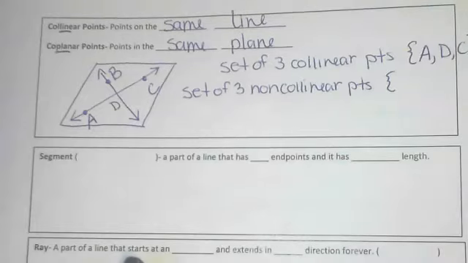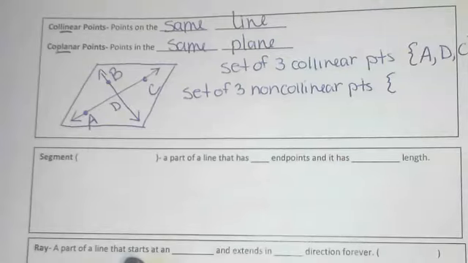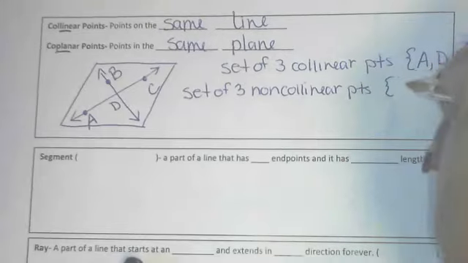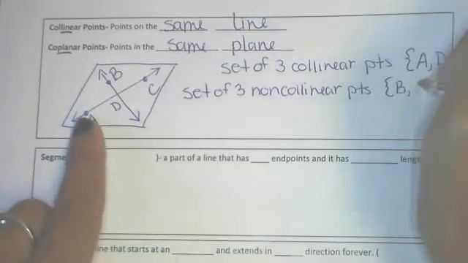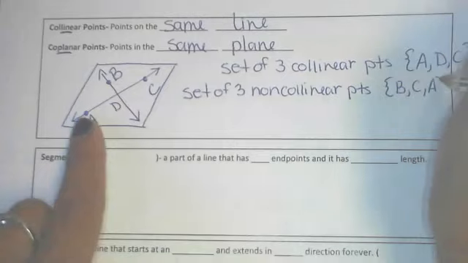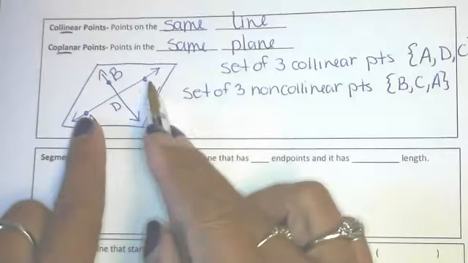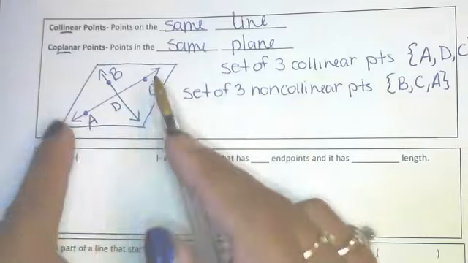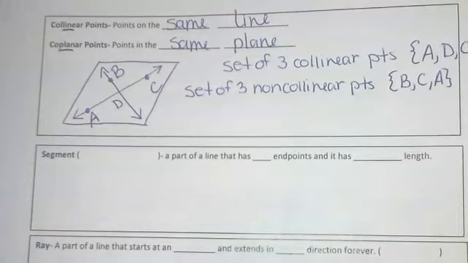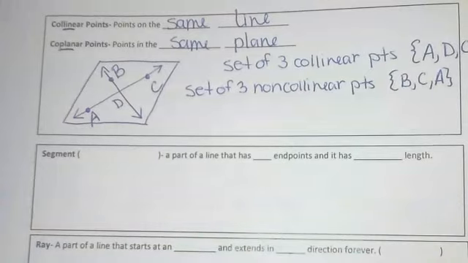What am I looking for here if I'm asking for non-collinear points? Rodney? Points that aren't all on the same line. Not all three of them are on the same line. What do you think that means now? Can you give me an example in this picture? Go ahead, Rodney. B, C, A. He picked B, C, and A. So A and C are on the same line, but when you put B in with those two, all three of them are not all on the same line, so that fits the definition.